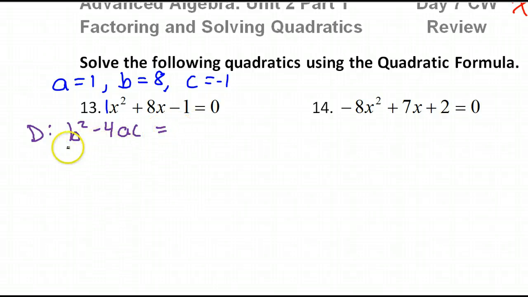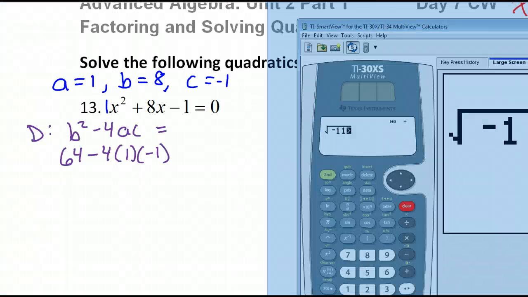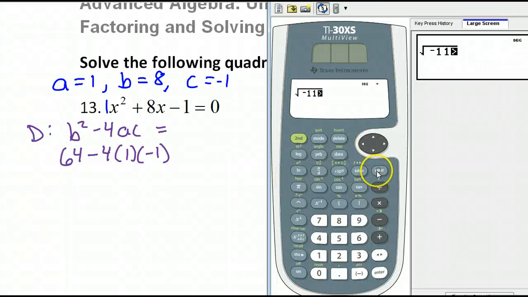So that's going to be, okay, b squared. Well, b is 8, so b squared is 64. So I have 64 minus 4 times 1 times -1. Okay? Now I can do this in my head. And I can see that this is going to be 68. But some of you will need to type this in a calculator. Okay, so you know who you are. Do what you need to do. So b squared says 64 minus 4 times 1 times -1.